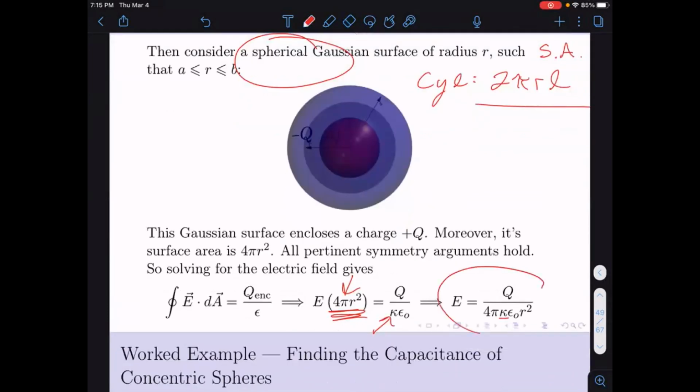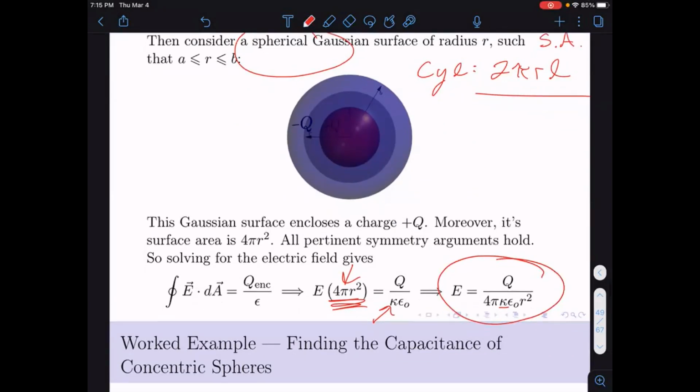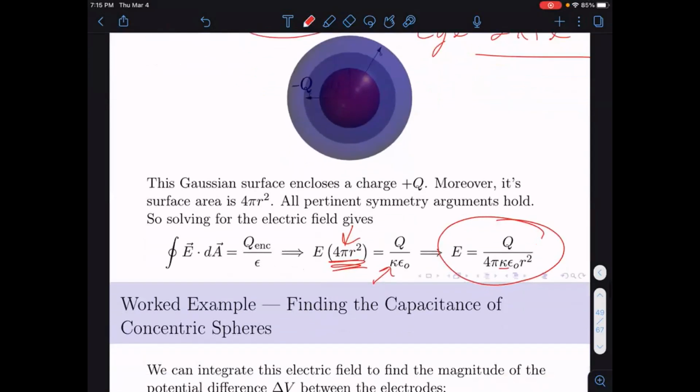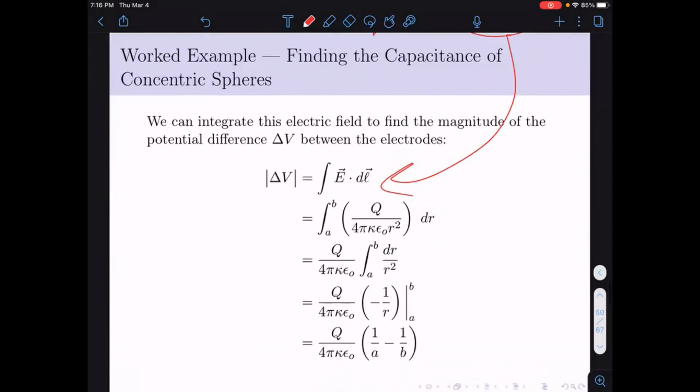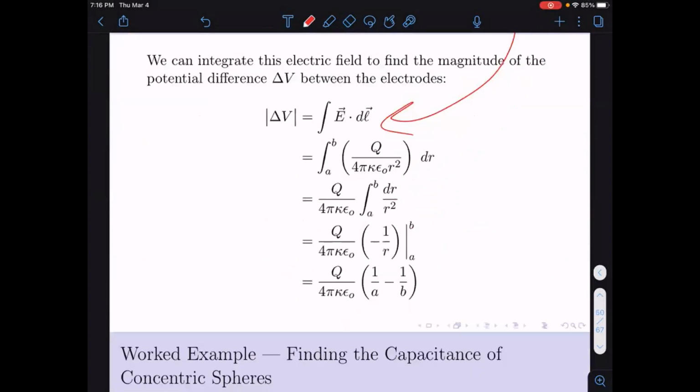I said that the electric field is equal to Q over 4 pi kappa epsilon naught r squared. I will take that electric field formula and plug it into my lovely voltage expression here, that same voltage integral I worked with in the last problem. I'm going to integrate with respect to dl, a differential length vector. In this case, it's a little more ambiguous because I don't have 2 parallel plates and a distance directly between them.